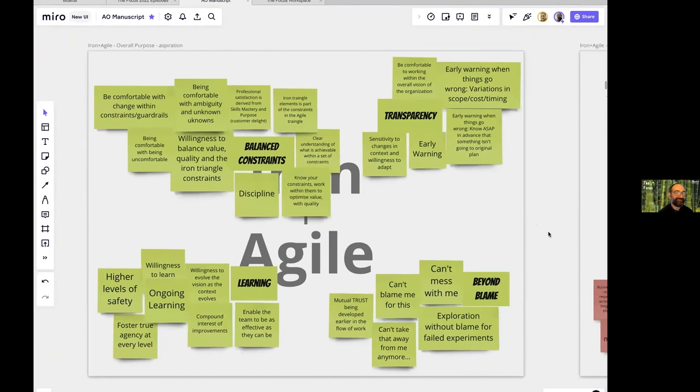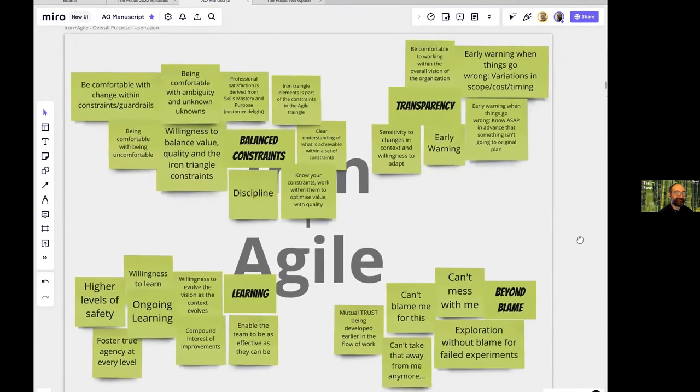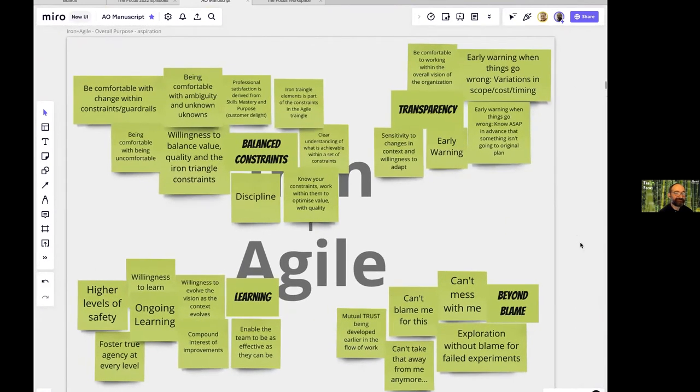The overall purpose is this is looking at the upside of both the Agile and Iron Triangles. And what is the overall greater purpose statement? If we have that in our balance, if we have that in the thriving zone on our galaxy map. And the first one is the ability to balance constraints in a very realistic way.